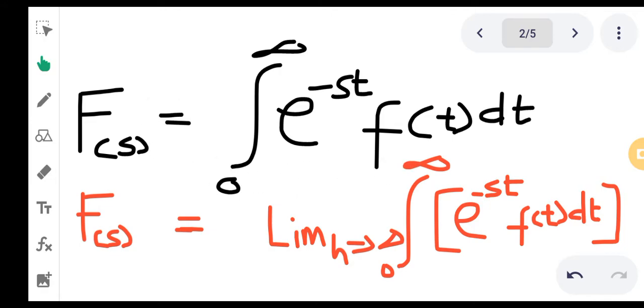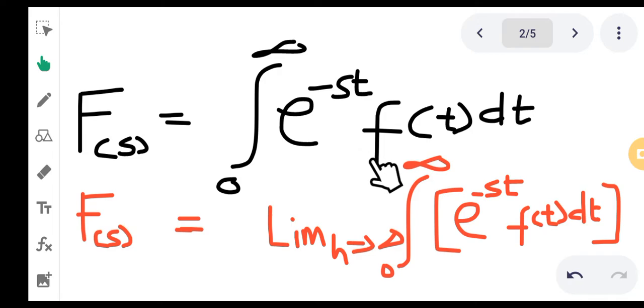So we are just transforming some function of t to some function of s. The function was in terms of t, but we are now applying this transformation to transform the f of t to f of s.